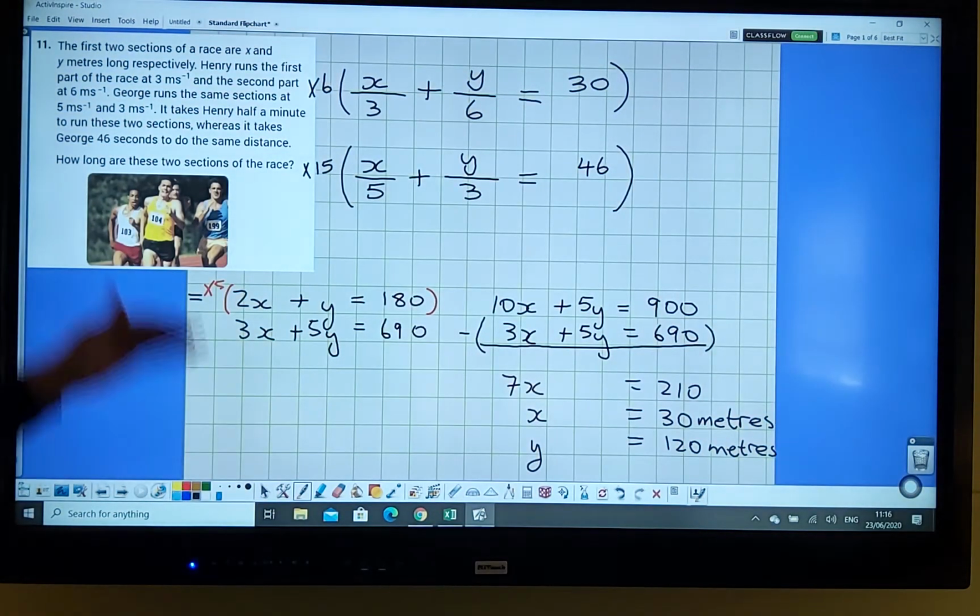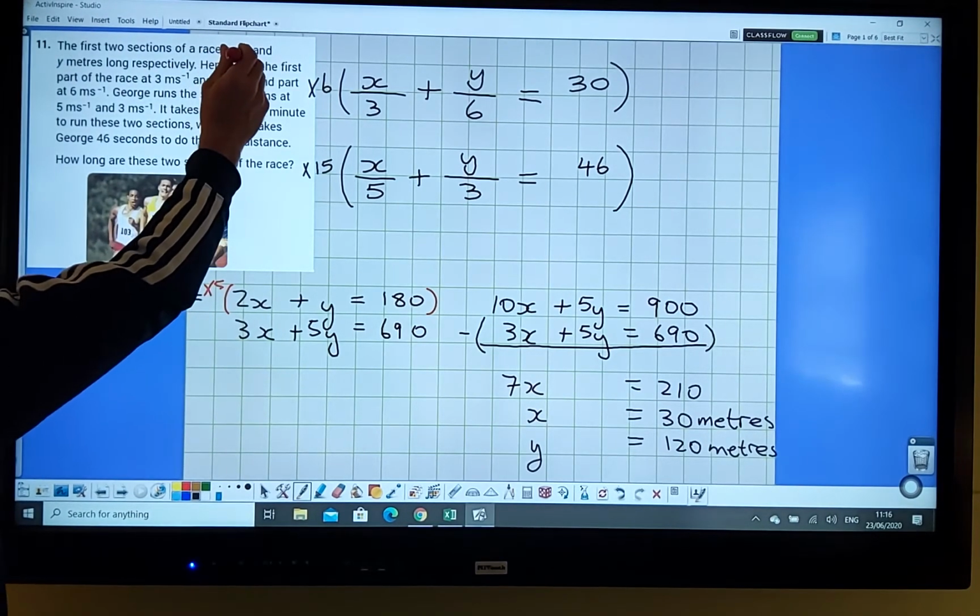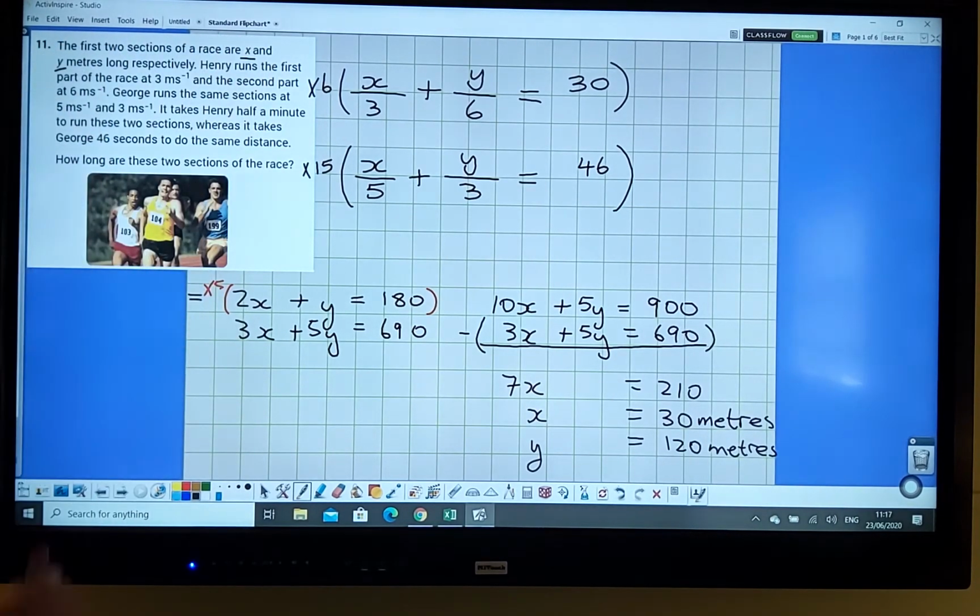So the key was just breaking the question down and reading it correctly and finding the different parts. But a lot of it is knowing what to let x and y equal to. And because they're distances, we know that time is equal to distance over speed.